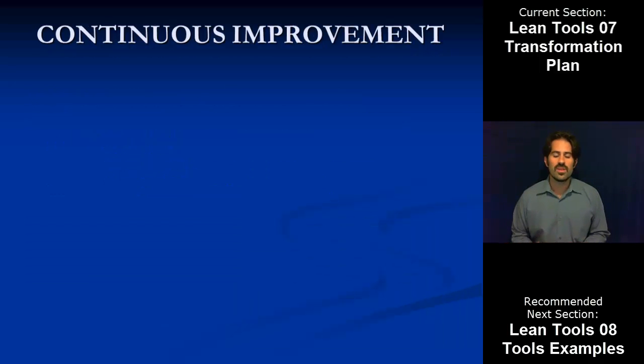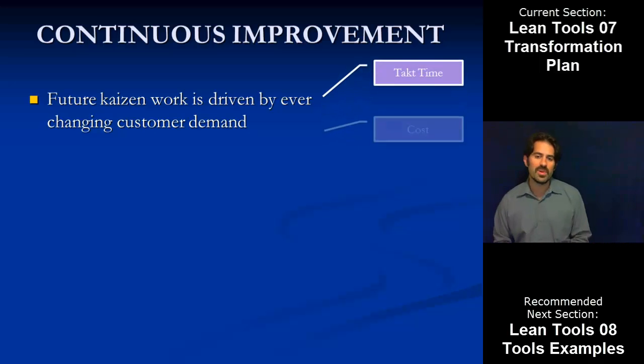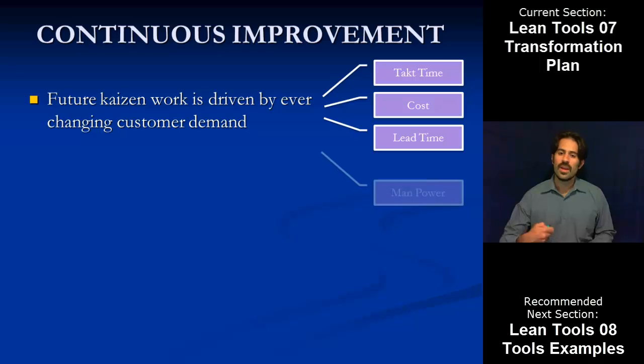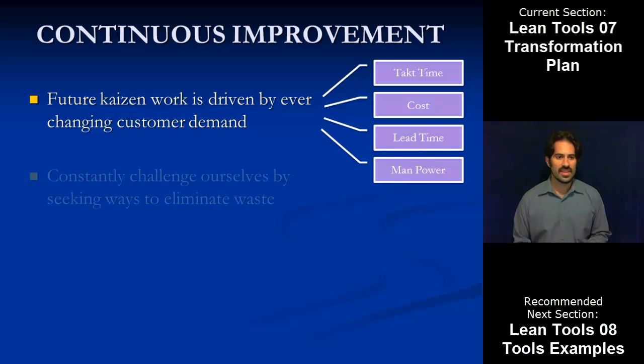And then one quick footnote on continuous improvement, in this context. Just like our future goals and future activities, our future Kaizen work is driven by changing customer demand. And that change can be represented in a couple different ways. It could be a change in takt time, sales, the pace of sales change, the cost for us to produce could change, our lead time requirements may need to change, and our manpower requirements may need to change, depending on product changes or a number of other things.